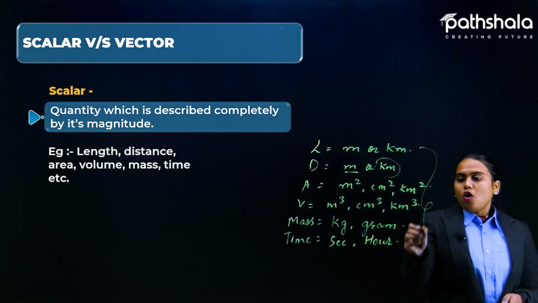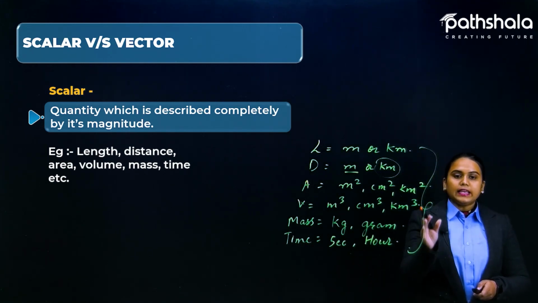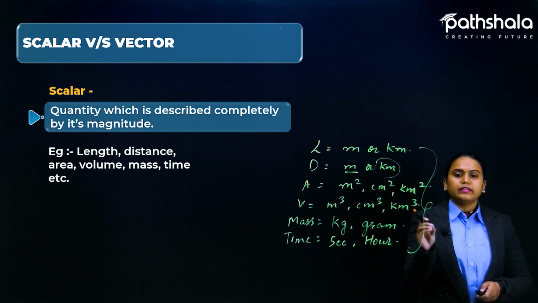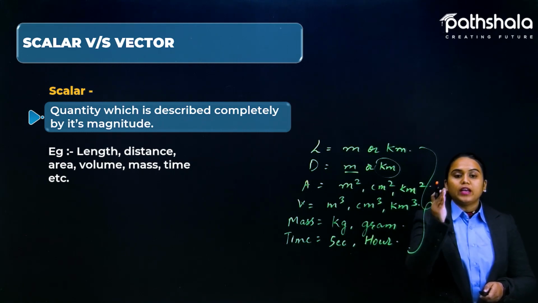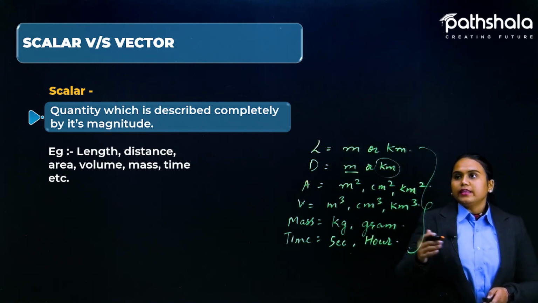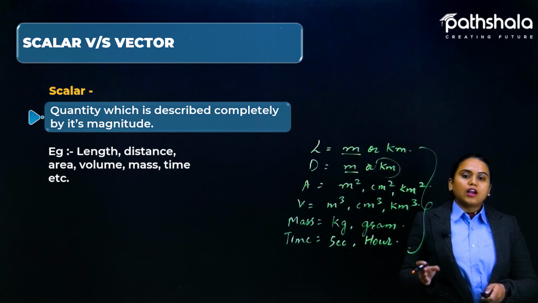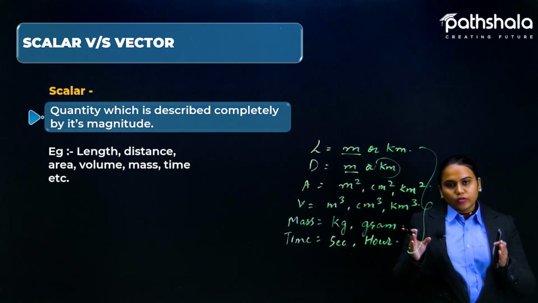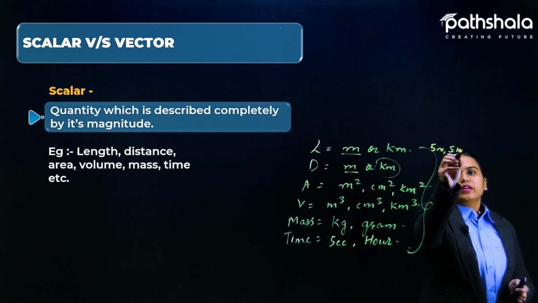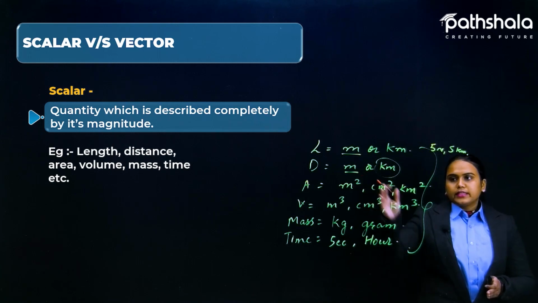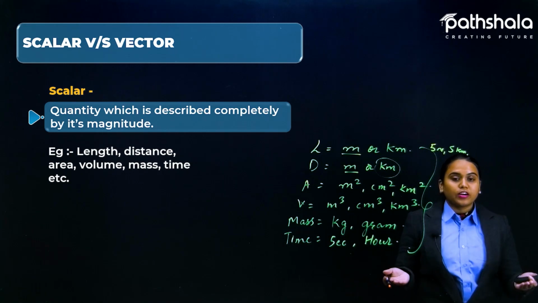So in all these things, do you have directions also? Is there any hint that some direction is going to be announced here, like length in east direction? No, we are not talking about it. We can just say that from one point to another point we have a particular length, like 5 meter or 5 kilometer. Or in the same manner, area in east direction? No, area cannot be measured according to directions.